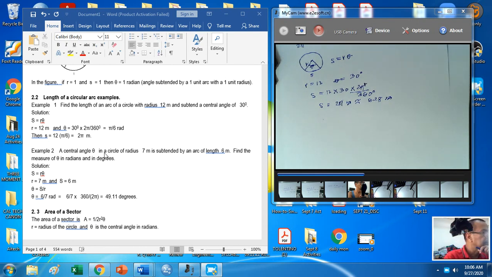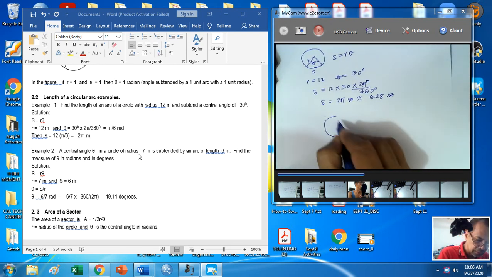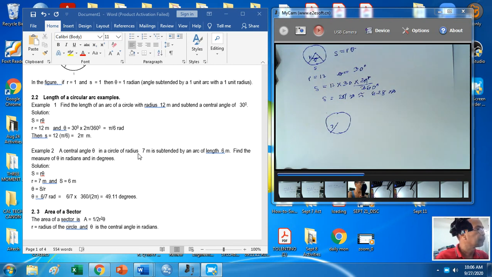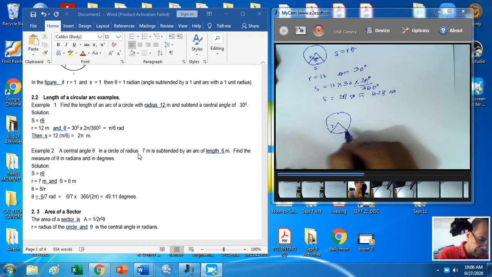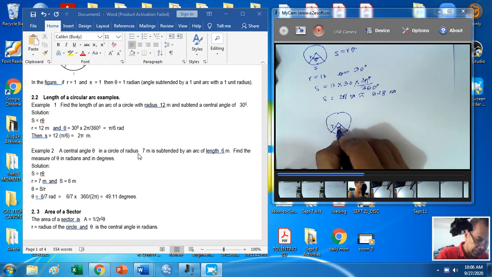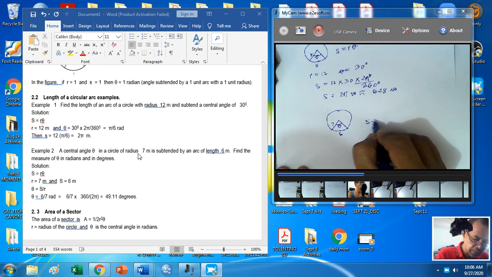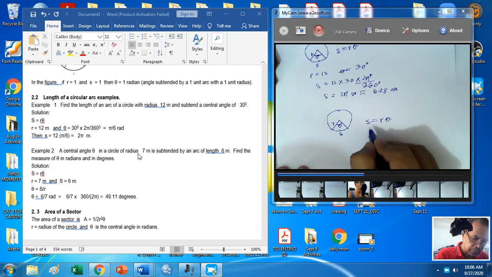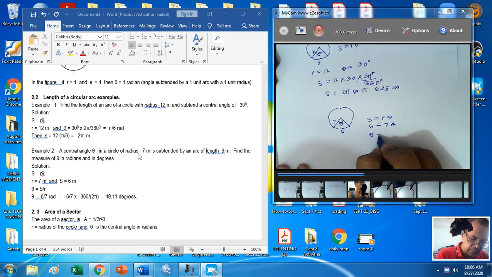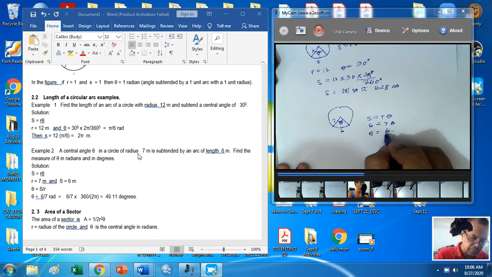Okay, let's have example 2. A central angle of theta in a circle of radius 7. Let us figure it out. Radius daw is 7, is subtending an arc of 6 meter. So tinatanong, what is theta? So using the formula, S is r theta, then you have 6 is equal to 7 theta. Therefore, theta is 6 over 7 of a radian.